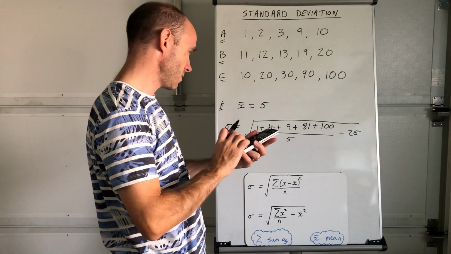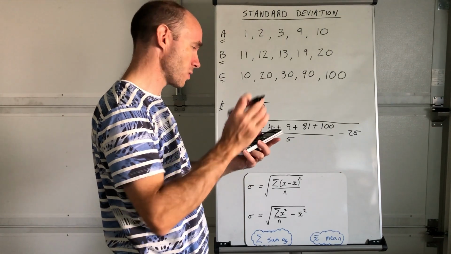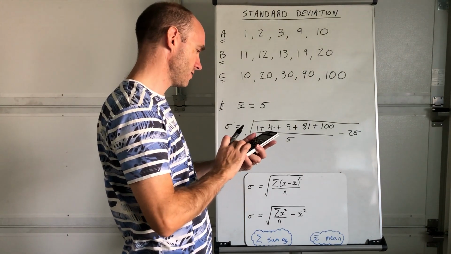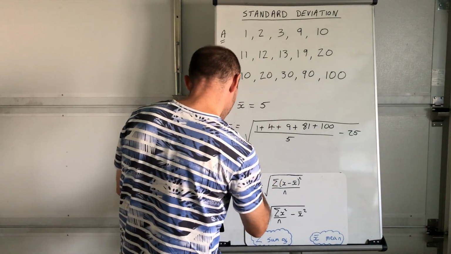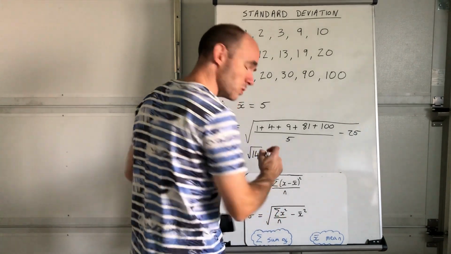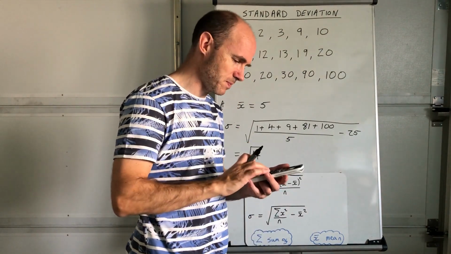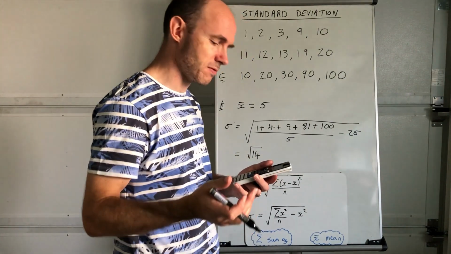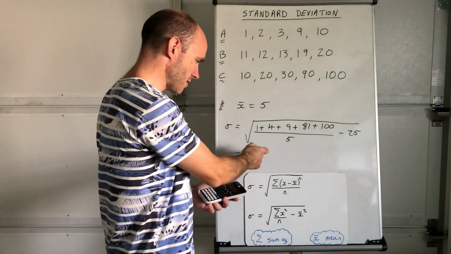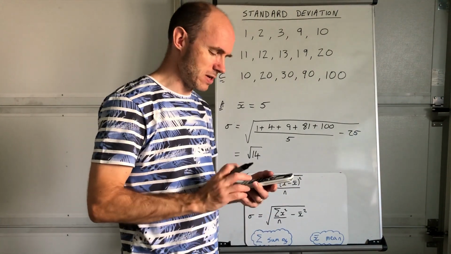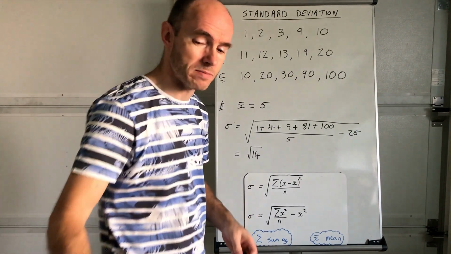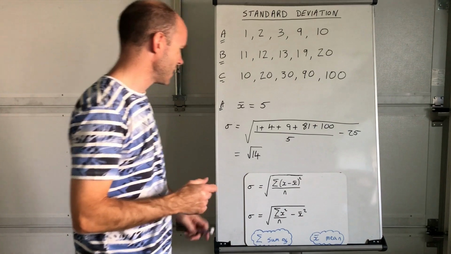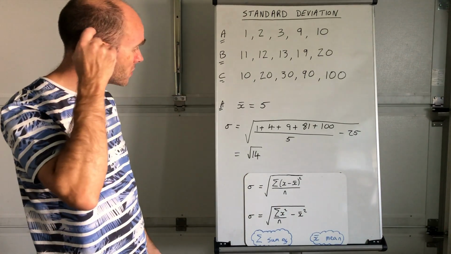So 181 plus 14, just my quick way of adding those together. Divide that by 5 and then subtract 25, and we'll get the square root of 14. Now you may choose, if you wish, to write it as a decimal. Let's see what that actually is. 3.741 something, but I'm going to write root 14. First of all, it's more memorable, but it's also more exact. So for data set A, I've got a mean of 5 and standard deviation of root 14.